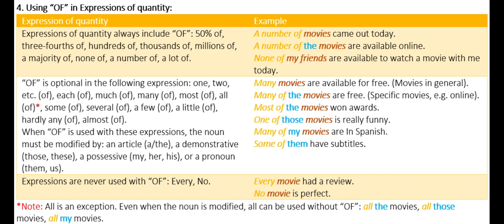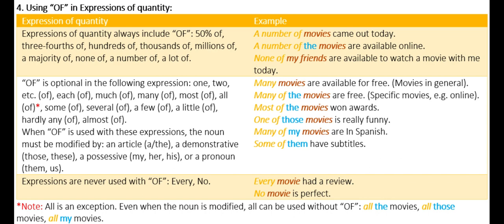Example: many movies are available for free. Movies in general. Many of the movies are free. Specific movies, for example online. Most of the movies won awards. One of those movies is really funny. Many of my movies are in Spanish. Some of them have subtitles.